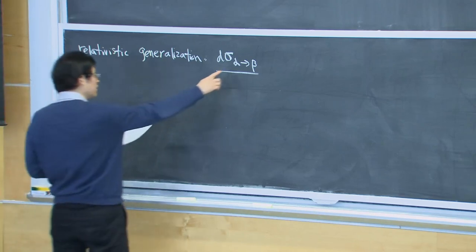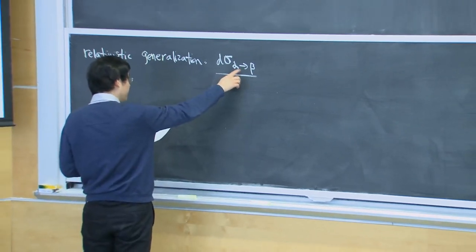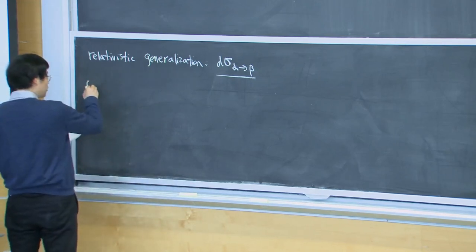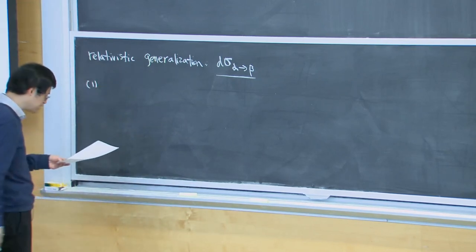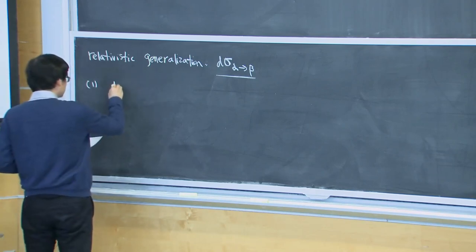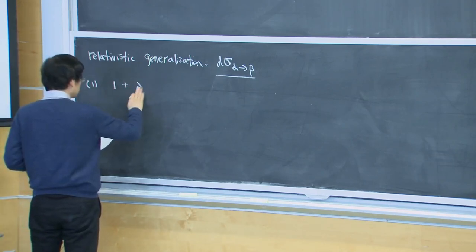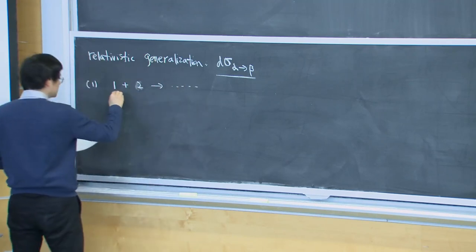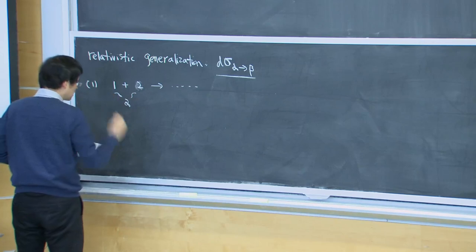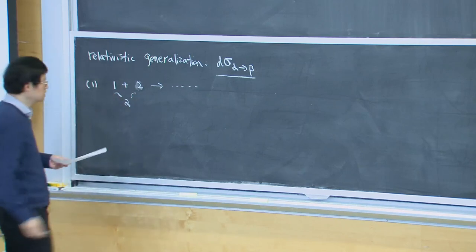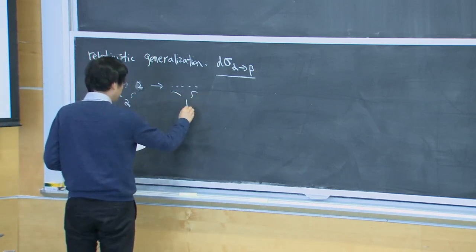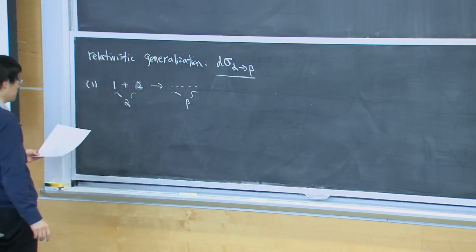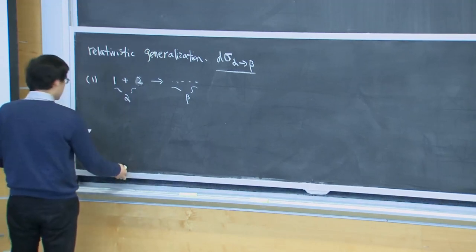The initial state is denoted by alpha, the final state is denoted by beta. For most physical processes, we will consider two-particle scattering. So this is just two particles that then scatter. This is our initial state, which always has only two particles. But the final state can have an arbitrary number of particles, okay?